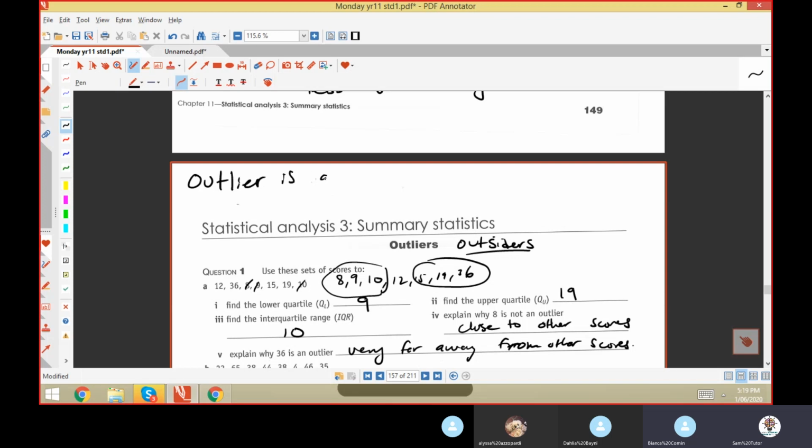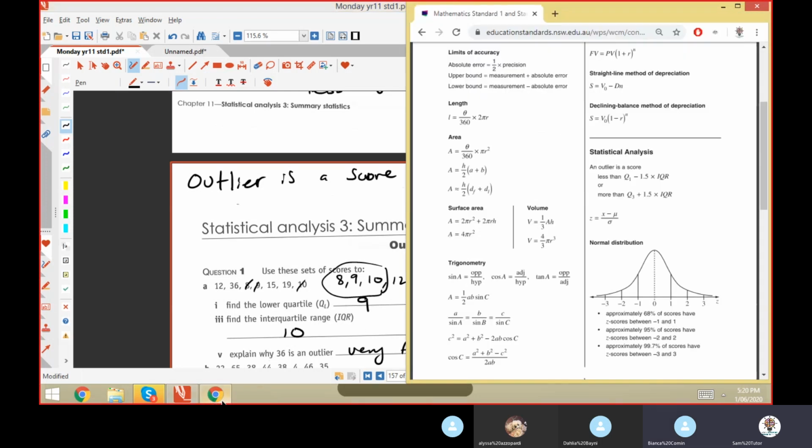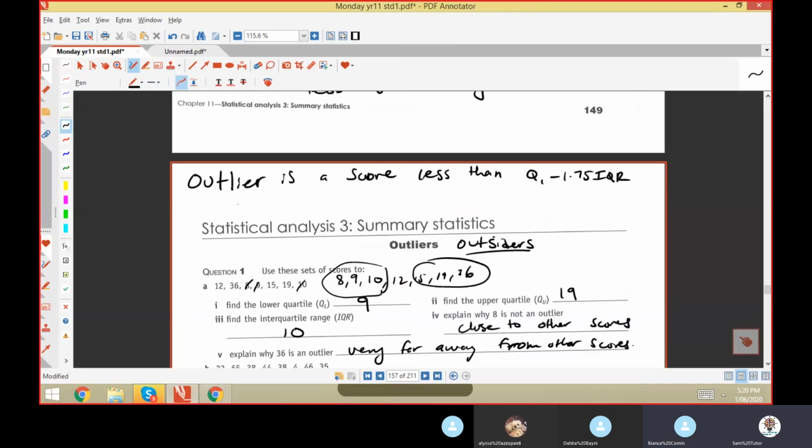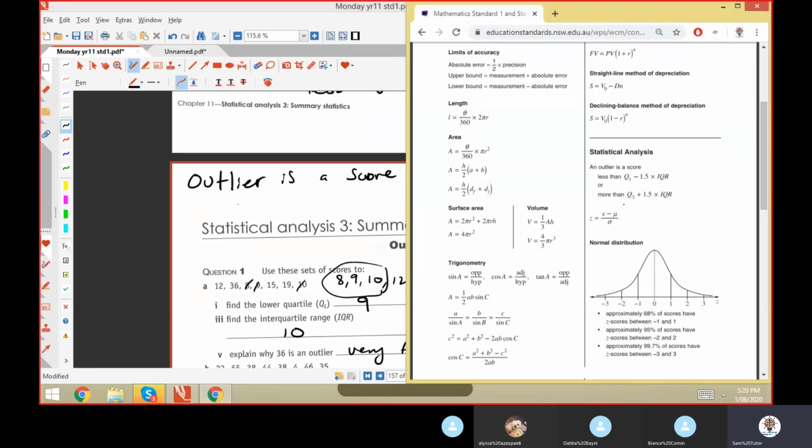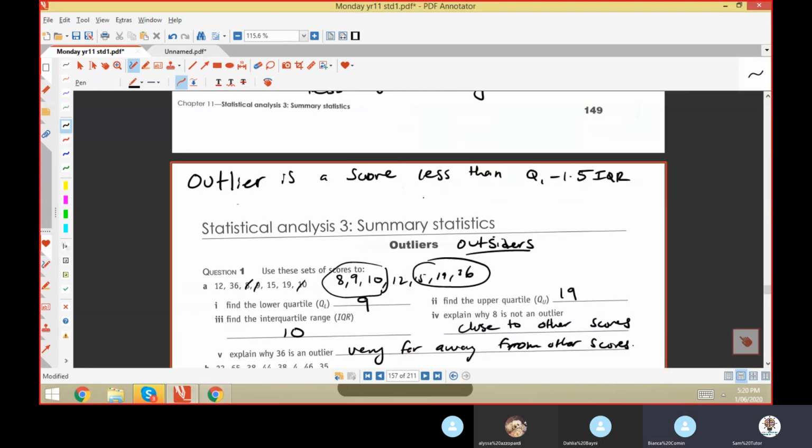An outlier is a score less than Q1 minus 1.5 times the IQR, or greater than Q3 plus 1.5 times the IQR. Is that what it was? No, 1.5. Yeah, 1.5.